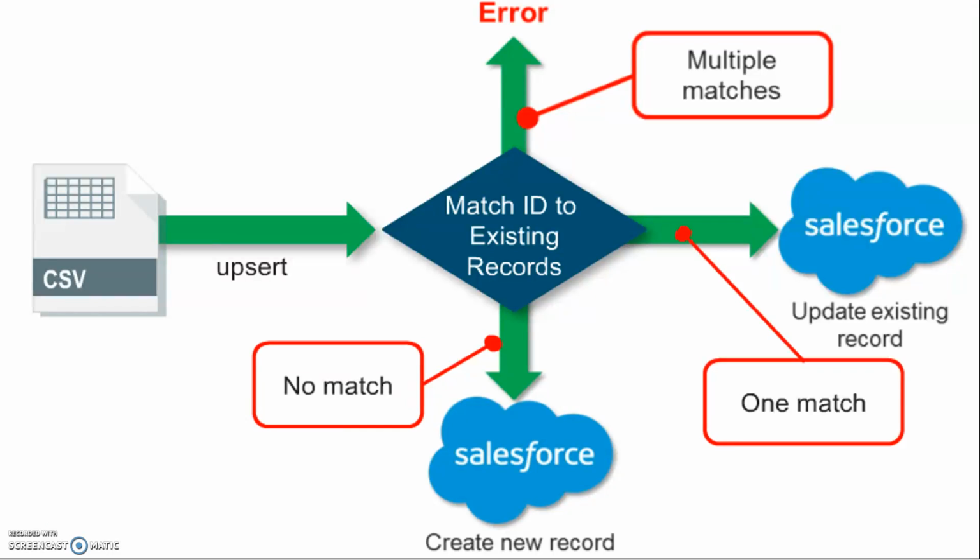Salesforce will then check the object that you're wanting to load into and match the imported file values to that field. If there is no match, then Salesforce will create a new record for you. If there is exactly one match already there, then Salesforce will perform an update instead of creating a duplicate. If there's two or more records in Salesforce that match on this external ID value, then Salesforce is going to kick them out as an error because it's a bit ambiguous which one it should update.